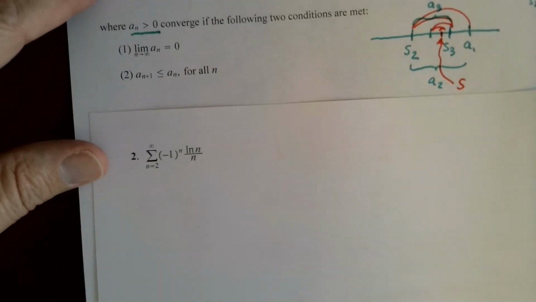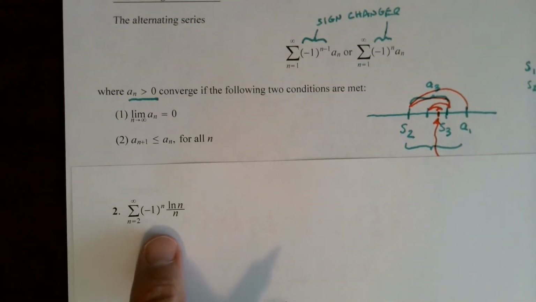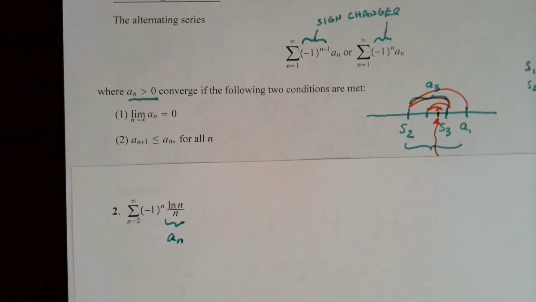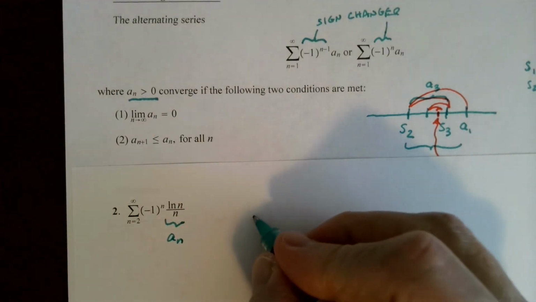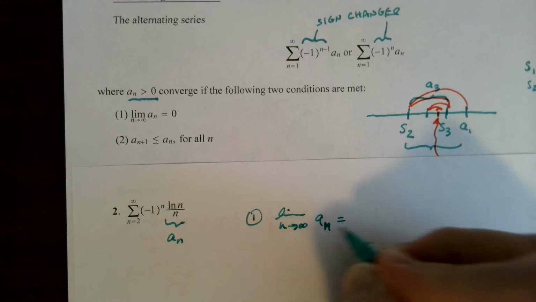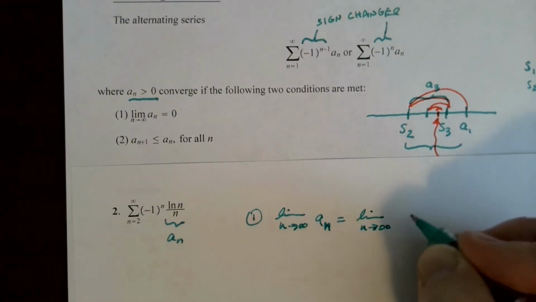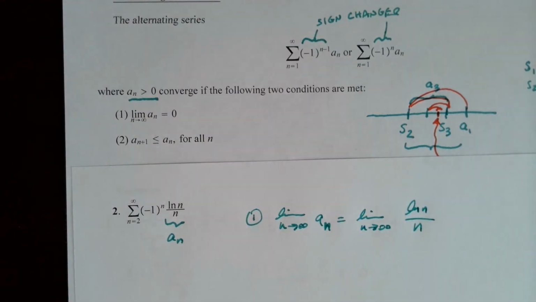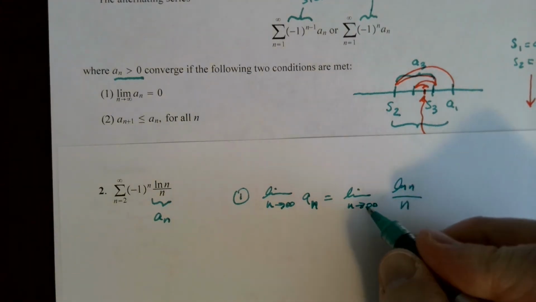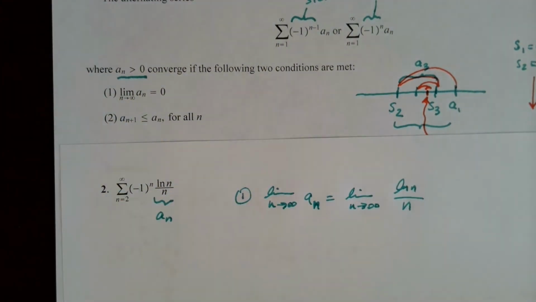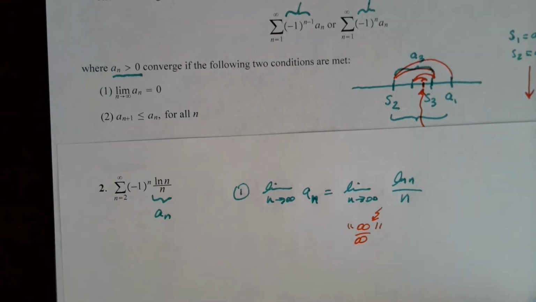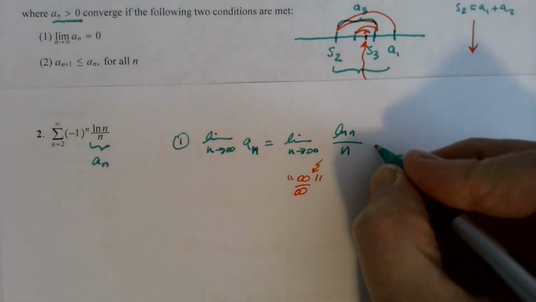Let's look at one more case with this alternating series test. This series alternates, and the a sub n part is right here. There's the sign changer. And so we're going to look at the number 1 condition, the limit as n goes to infinity of a sub n, which is the limit as n goes to infinity of ln n over n. And if I look at this, the natural log of n is going to infinity as n goes to infinity, and n is going to infinity. So this is of the indeterminate form infinity over infinity. So can we evaluate that? Yeah, I'll use L'Hopital's rule.